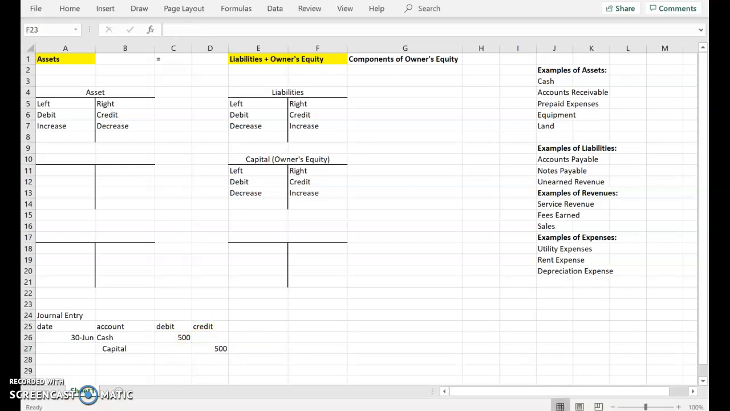Okay, let's keep going with our T account. Up here we have some components of owner's equity. So the rest of our accounts are components of owner's equity, and we need to look at those accounts and see how they work.